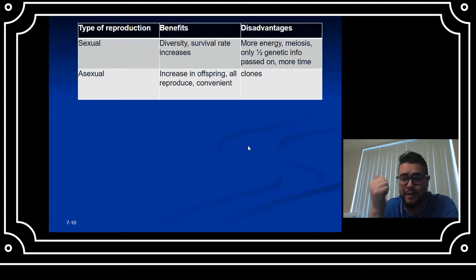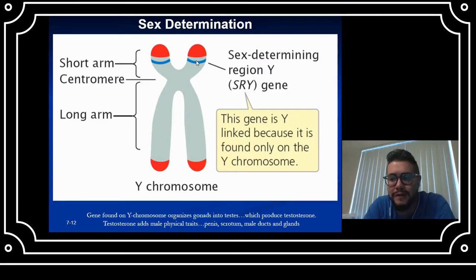So it increases the number of offspring you can make. It increases the convenience. But the downside is that they're all clones and there's no genetic diversity. And if there's no genetic diversity, if they're in a changing ecosystem, it has a harder time of surviving. So the next thing we're going to talk about is the SRY gene.